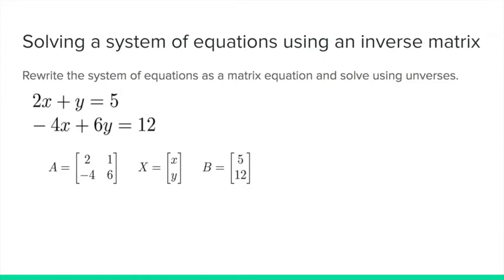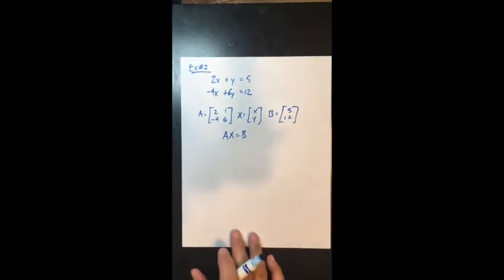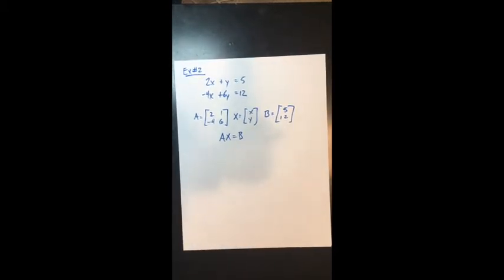Again, we're going to switch to the document camera to solve this equation and figure out what the solutions are to this system. For example number 2, we want to set up a matrix equation from our system of equations that we have here, and we want to do that by creating 3 different matrices from this system. The first matrix, which we're calling A, is the coefficients from the x's and the y's.